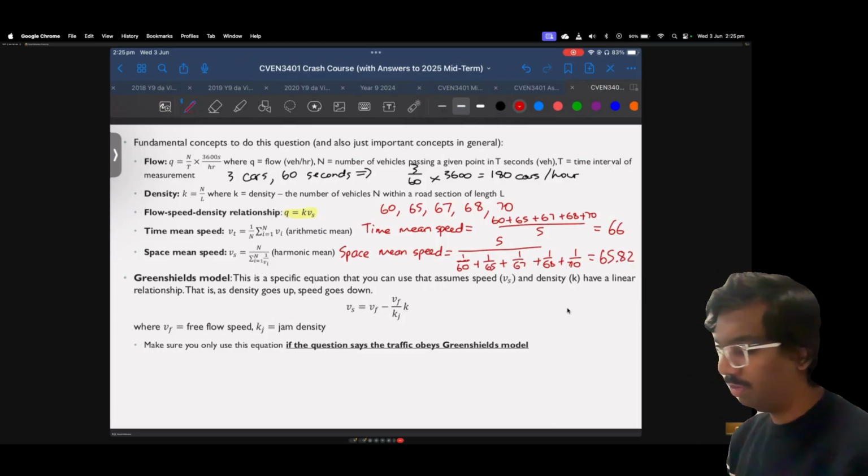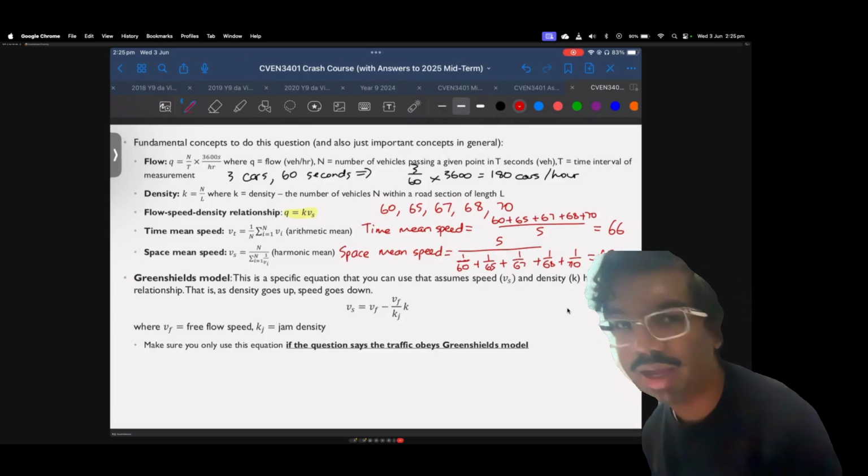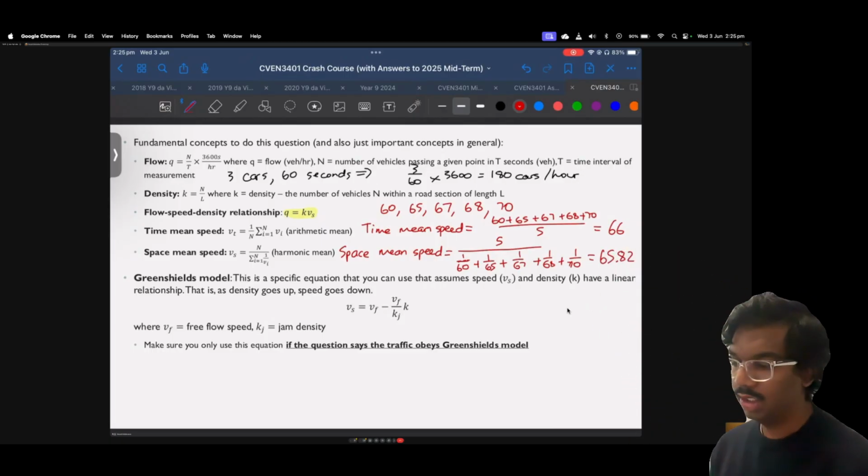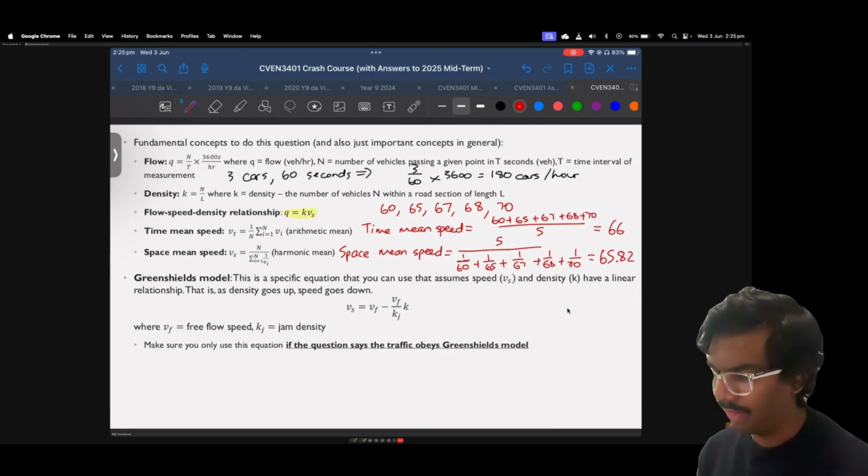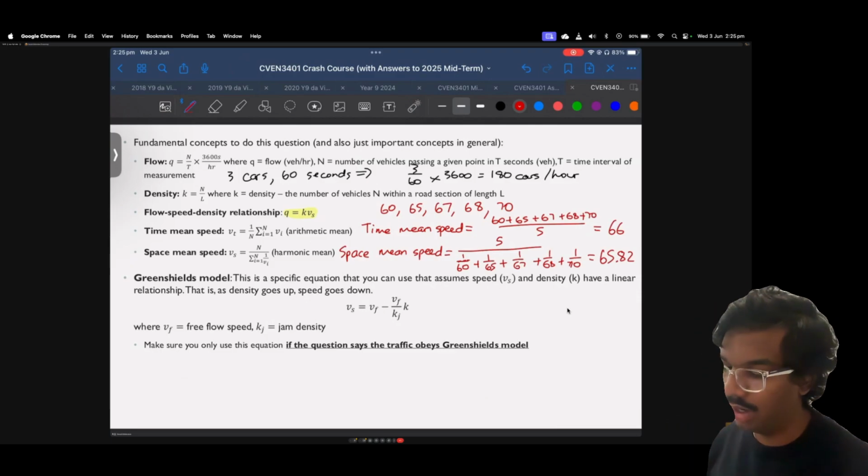Okay, so those two are pretty straightforward concepts. You might be asked, it might be just like 1 or 2 marks. Just remember which one's which. That's why it's good to have a formula sheet. You can also just look at my notes.